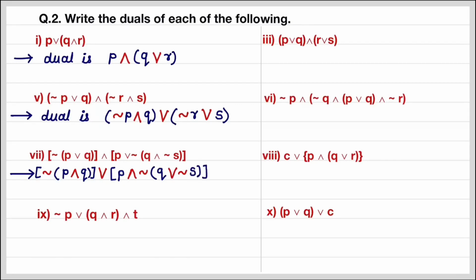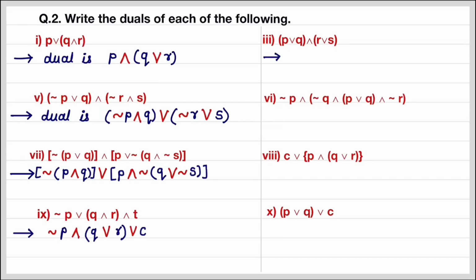Ninth example is negation of P or Q and R and T. Here T is for tautology. First of all, write the terms which remain unchanged. Negation P, Q, R. These terms remain unchanged. Now replace or by and, and by or, and T by C. C for contradiction.